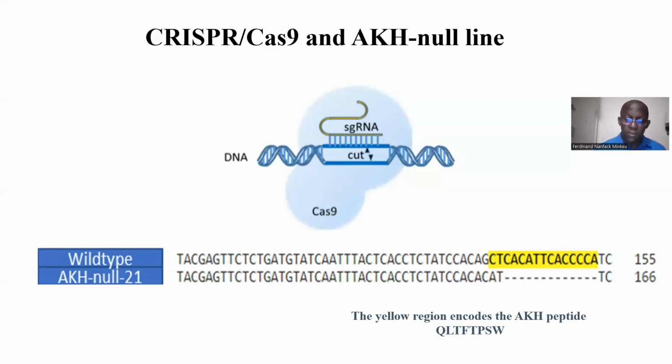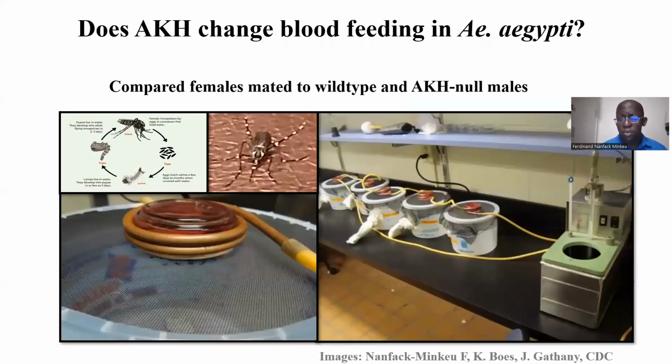With these two lines, the first biological question was to know the impact of the seminal fluid AKH on feeding, or blood feeding behavior. This is just a quick reminder of the life cycle of the mosquito. You have the eggs, the larvae, the pupae, and the adult. Of the adults, only the females need to bite humans, because they need the protein from the blood for the offspring. That is the goal.